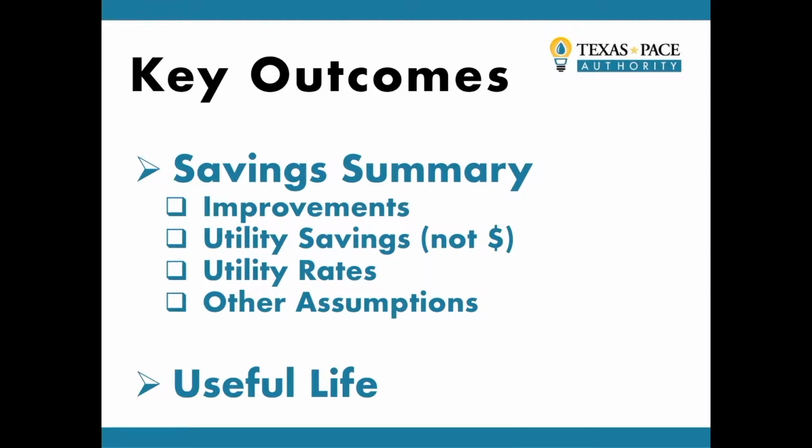At the end of the analysis, there are two main outcomes that we're ultimately looking for. The first is on the savings side, and that will be in the form of a savings summary. We'll need to know what the improvements, the measures, are. We'll want to know their utility savings, not in dollars, but in their respective utility unit. We'll want to know the utility rates that go into calculating the cost and the savings. And we'll also want to know any other assumptions that you made as part of the savings calculation. The second main thing we will want to see is the useful life. We've already walked through what that calculation looks like, but it is something that we view as a key outcome from your analysis.